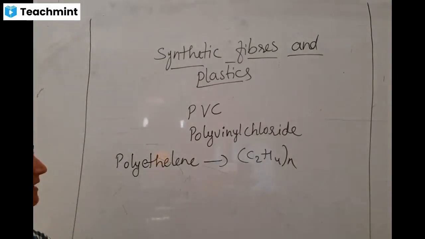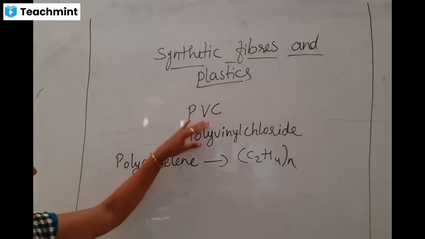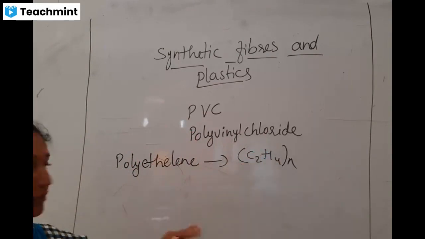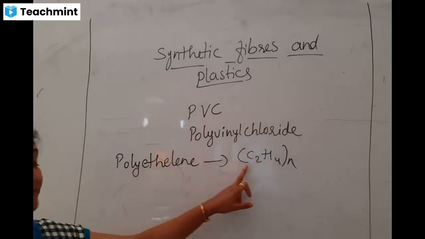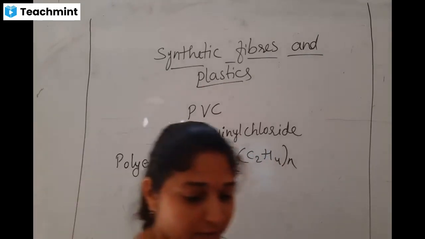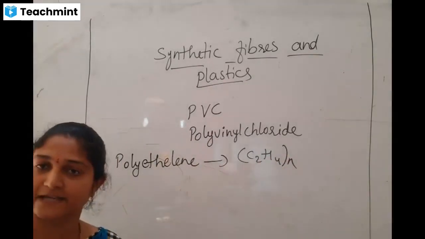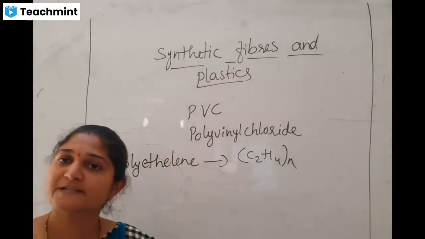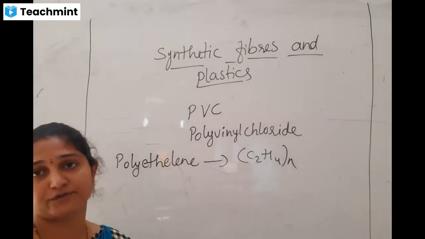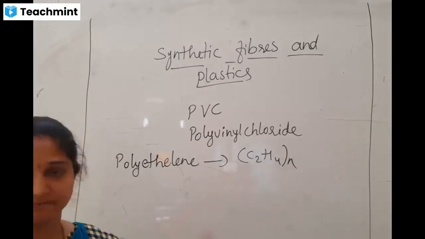Synthetic fibers and plastic. In plastic, we were discussing PVC and polythene. PVC is polyvinyl chloride, and for polythene, the structure is written as C2H4 with n. Here n indicates that n number of chain structures are there. That's the reason for the name polymers. Poly means many, mer means unit. Many units form a structure. That's why we represent it as n.